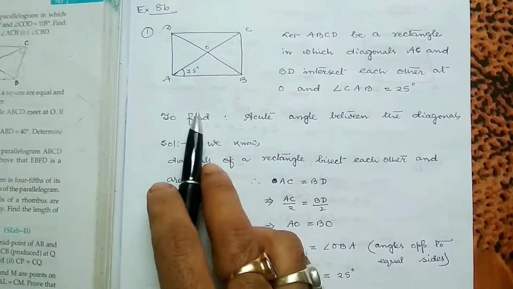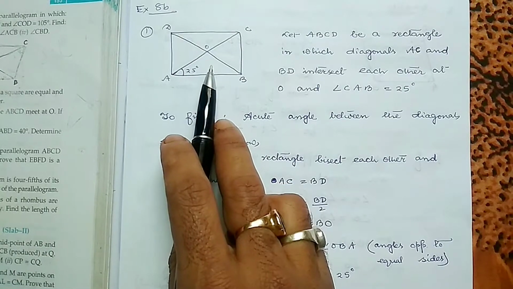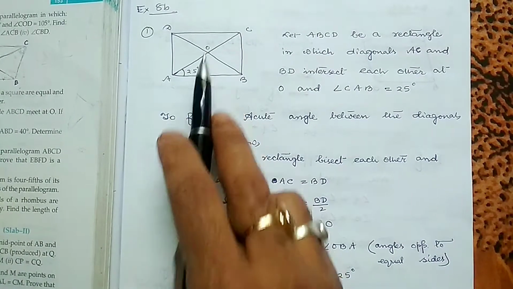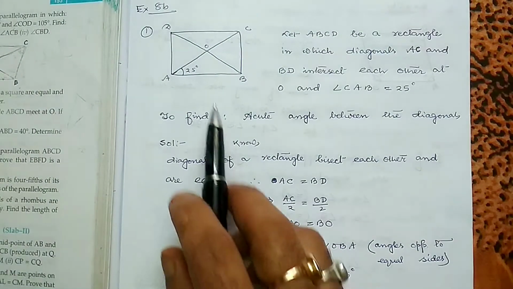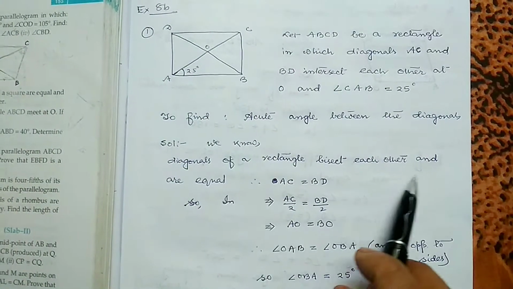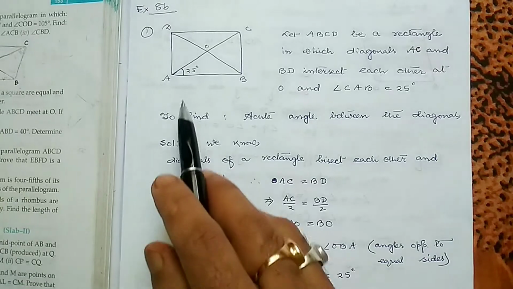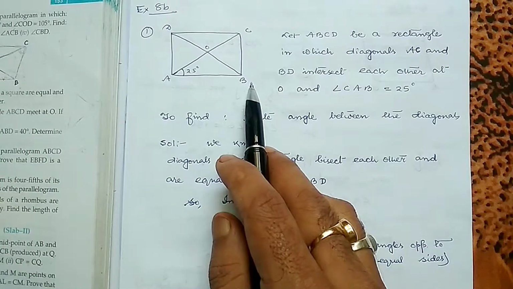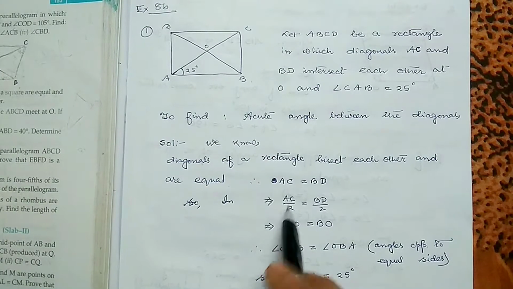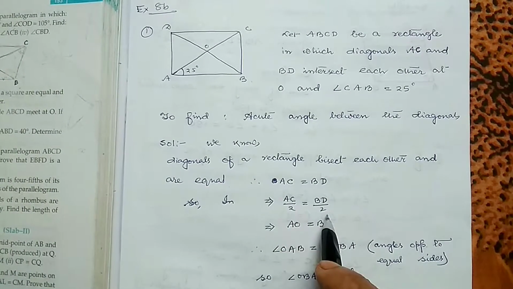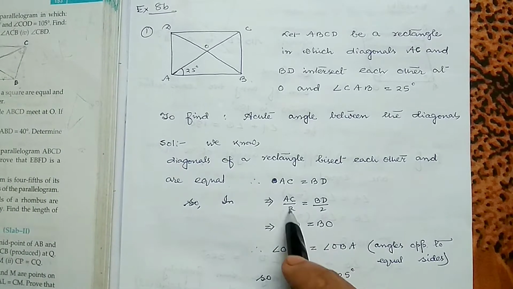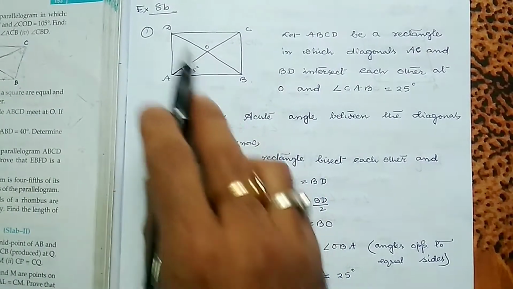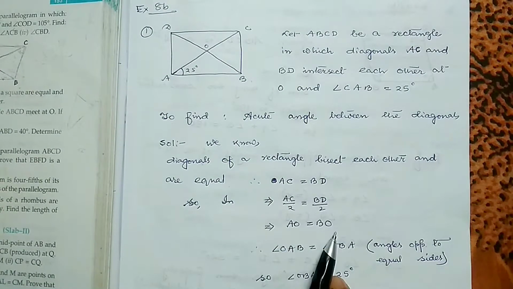What we have to find? We have to find the acute angle between the diagonals. So these are the diagonals, and we have to find the acute angle. Fine. Now we know diagonals of a rectangle bisect each other and are equal. So since diagonals of a rectangle are equal, AC equals BD. So I can write AC by 2 equals BD by 2. And AC by 2 is AO and BD by 2 is BO.